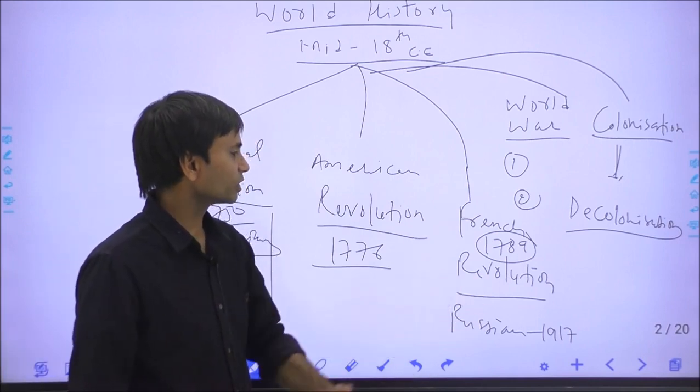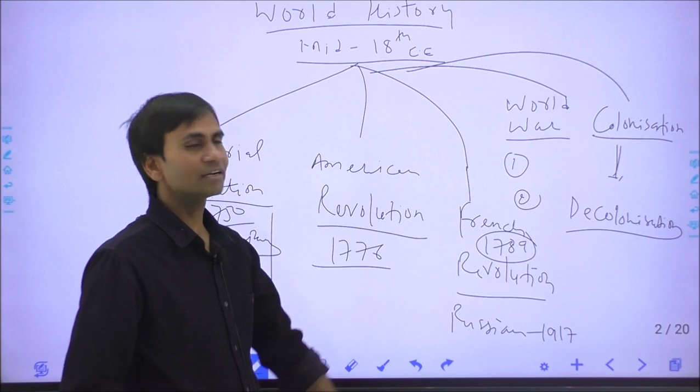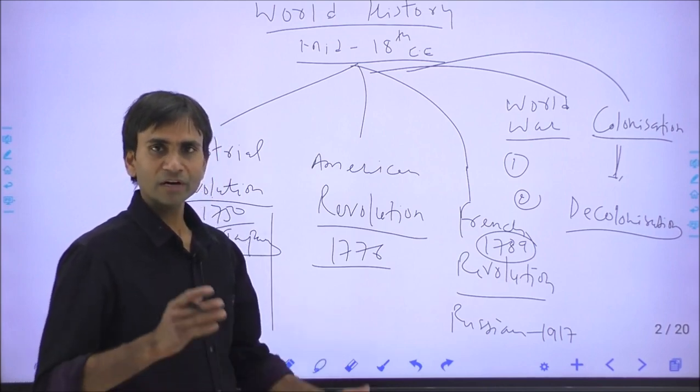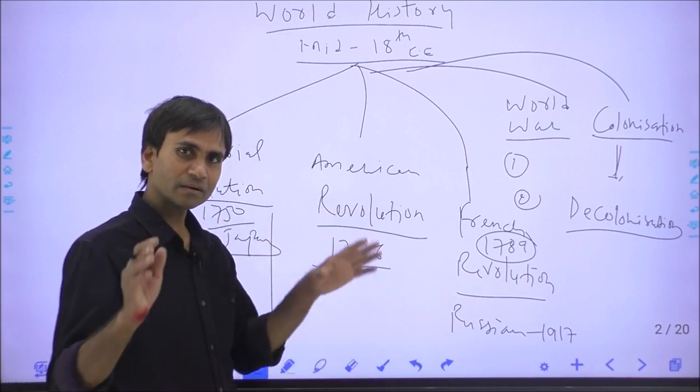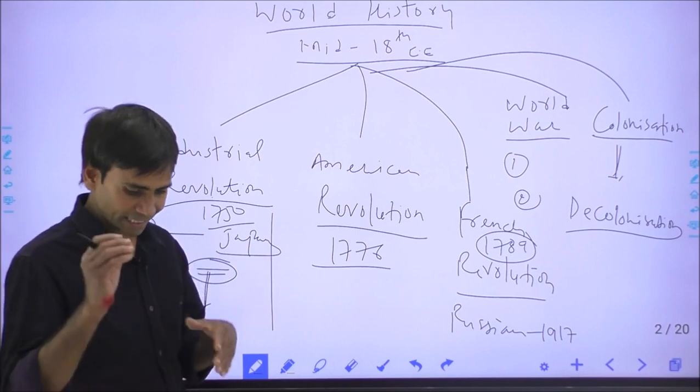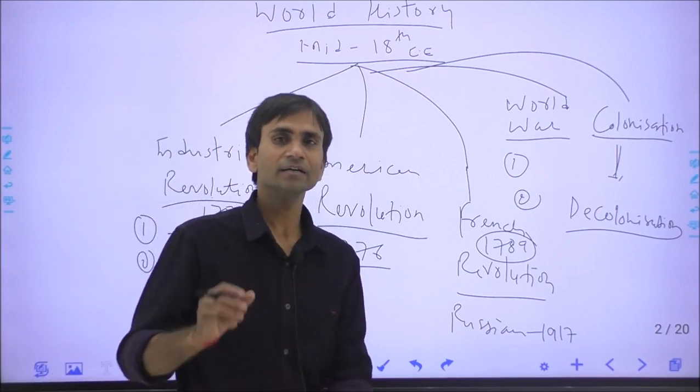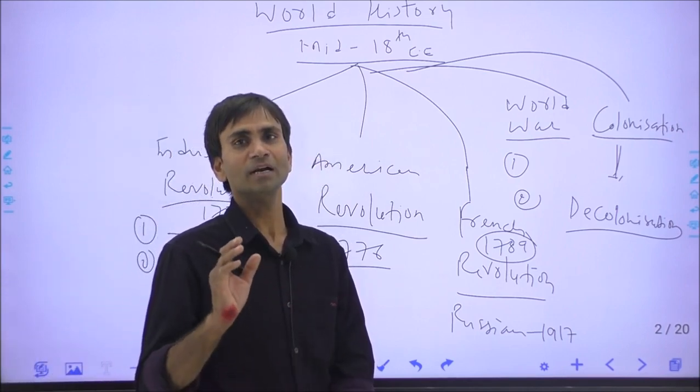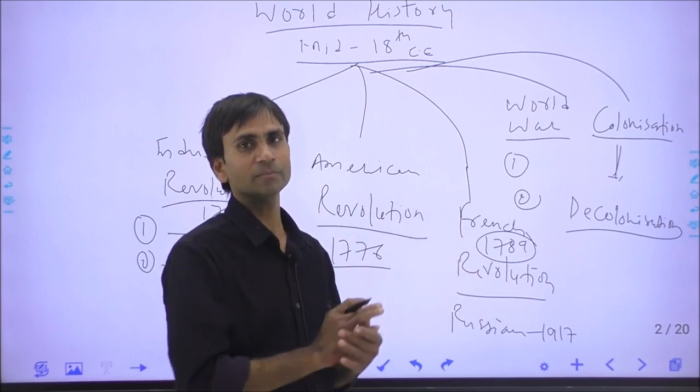And then the French Revolution, 1789. What were the main circumstances of the French Revolution? Did the French Revolution achieve all the possibilities for which they started the revolution?